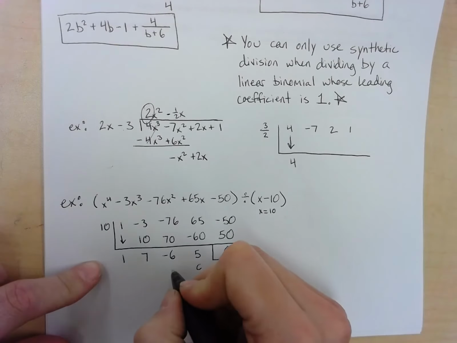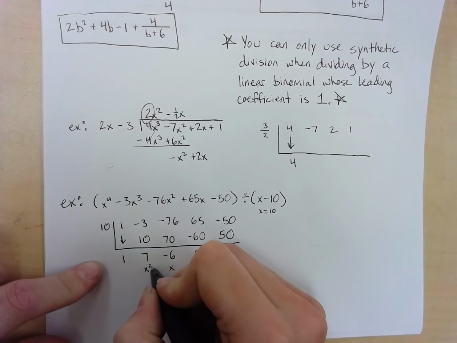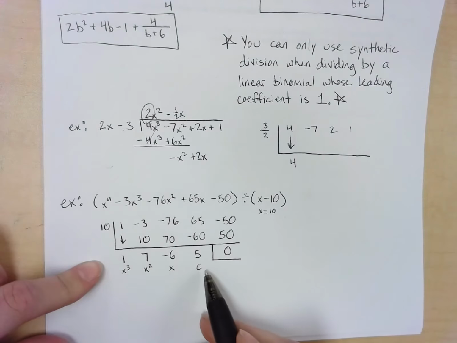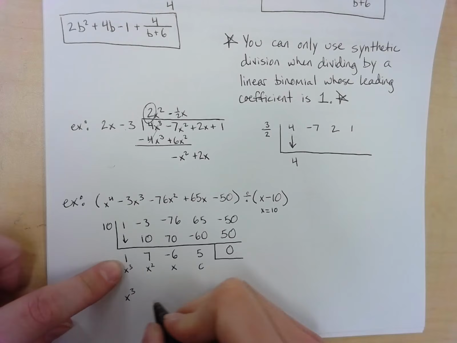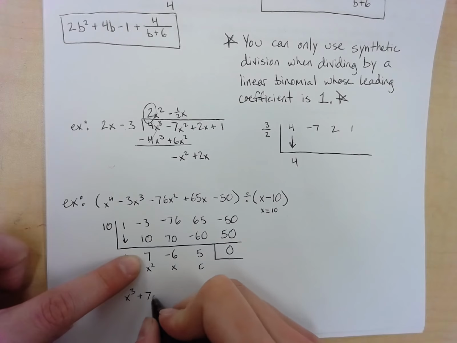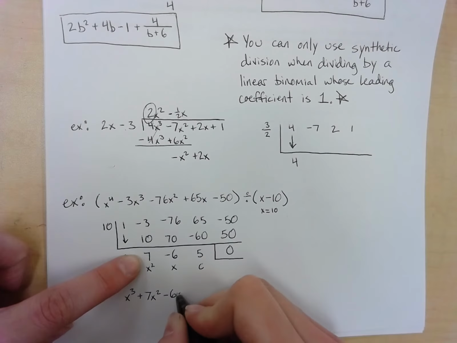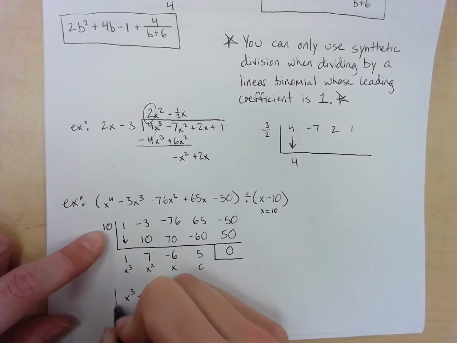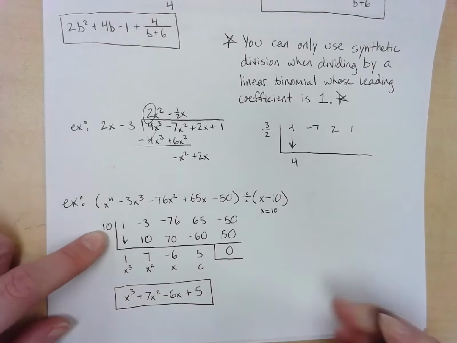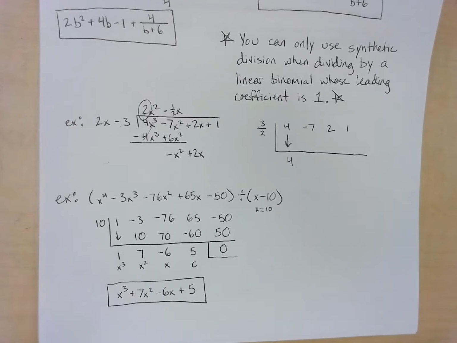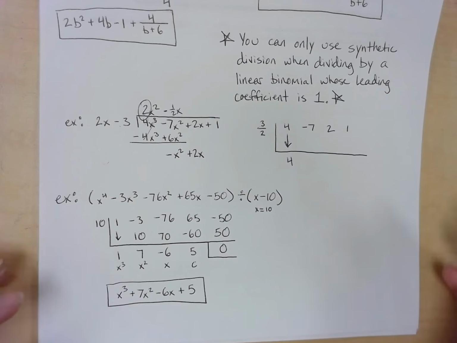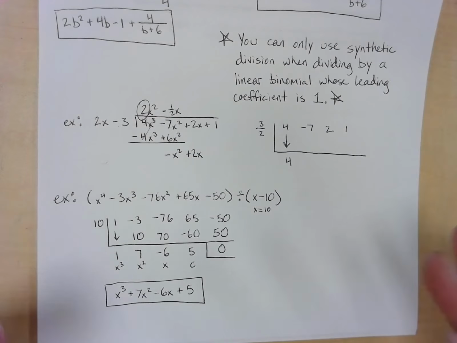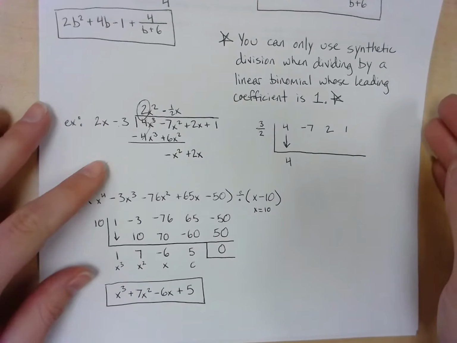This is x squared, x cubed, because you're just building. So your answer is 1x cubed plus 7x squared minus 6x plus 5. Okay, so that is synthetic division, and I hope you feel comfortable with that because it's going to be a lot of what we're building on today.